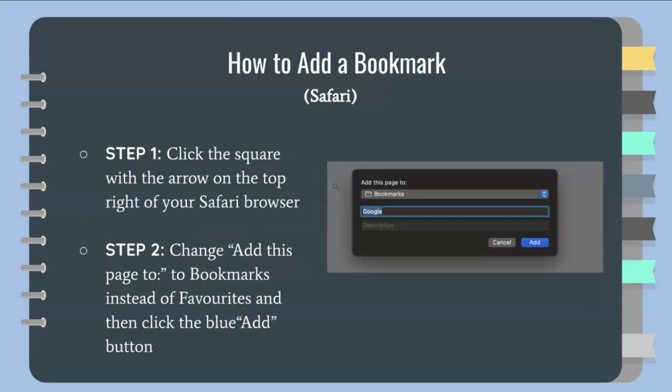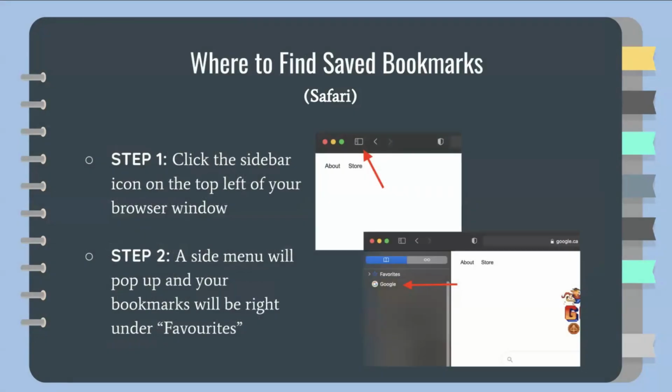And going to Safari, to add a bookmark, you click the square with the arrow on top, which is towards the right corner. And then you add this page to bookmarks instead of favorites, and then click the blue add button. To find your saved bookmarks, you click the sidebar icon, which is located to the top left, and a side menu will pop up, and all your bookmarks will be right under favorites.